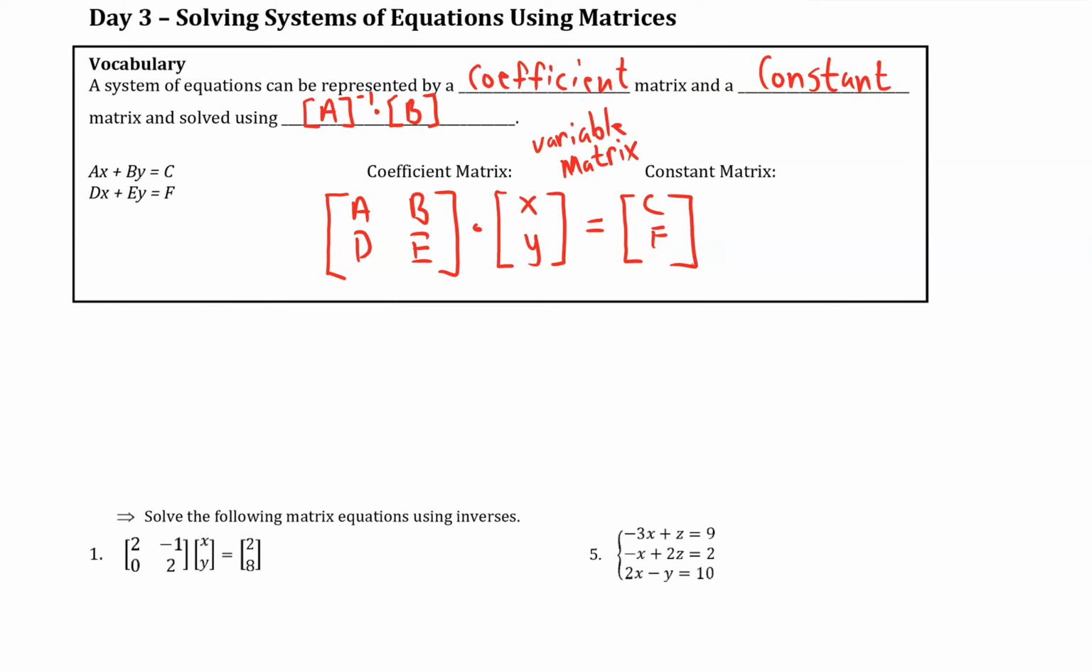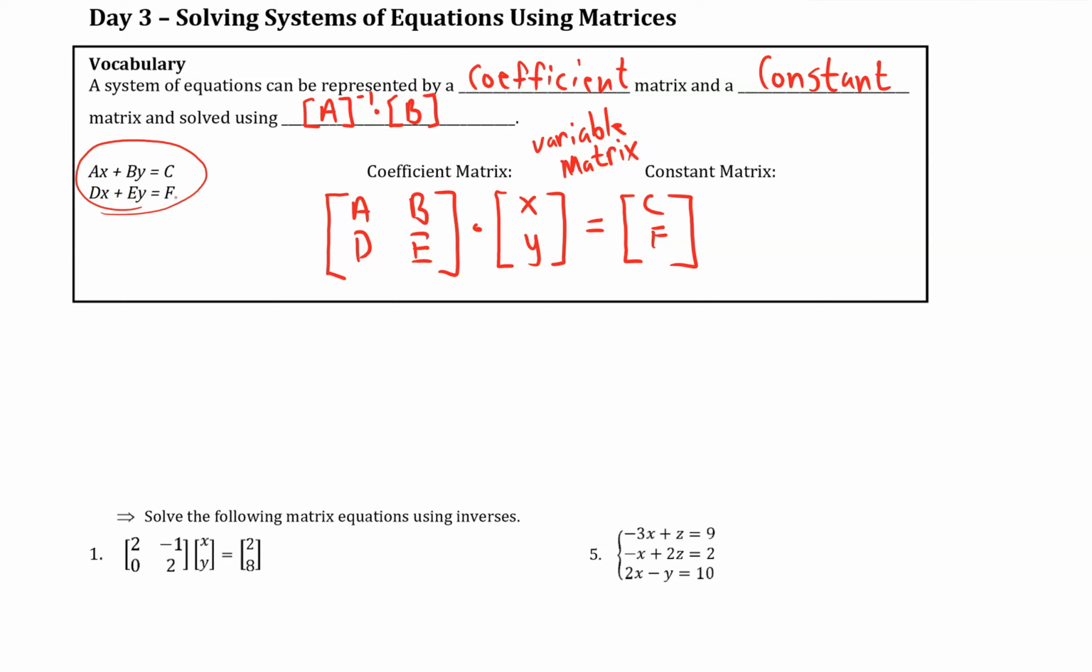And if we go back to what we were saying, if we multiply these together, we get a 2 by 2 and a 2 by 1. And if I multiply them together, I get a 2 by 1 matrix, which is what this constant matrix is, right? A 2 by 1. And it's got an equal sign here. So it is saying that A times X plus B times Y is equal to C, and D times X plus E times Y is equal to F, which is right here in terms of our work. So hopefully you see how that sets up.